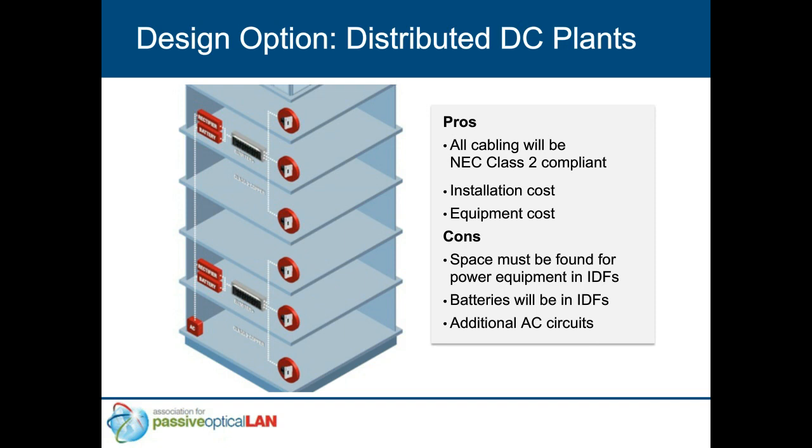So in this example, you see the power equipment located on the second floor and also on the fifth floor. The second floor serves floors 1, 2, 3, and the fifth floor configuration serves 4, 5, and 6. You have AC that comes into the building, and the AC is in the riser and goes up to the second floor and up to the fifth floor, and there are separate AC circuits required for each of those rectifiers.